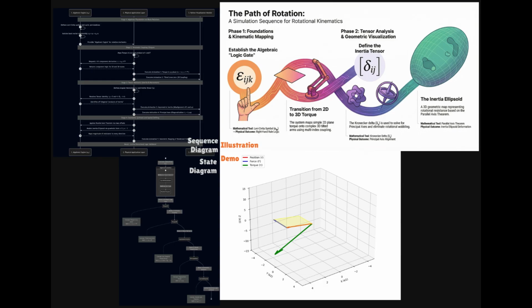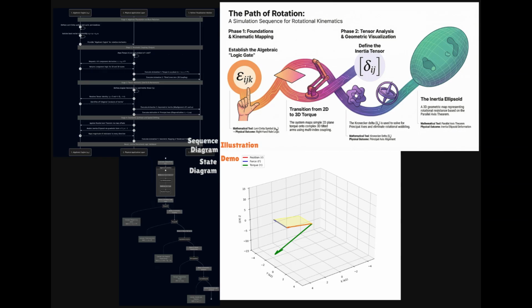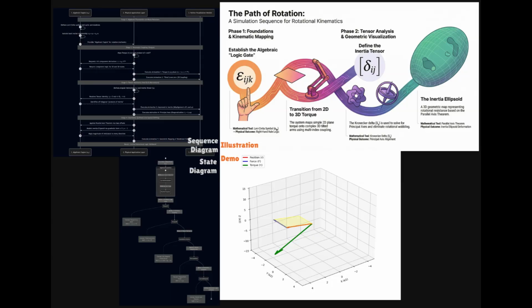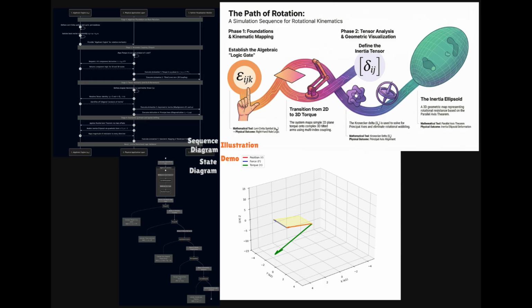The sequence diagram. Logical and technical flow. While the state diagram focuses on the evolution of understanding, the sequence diagram illustrates the logical and technical flow required to move from theory to a simulated physical environment. Algebraic foundation. The sequence begins by initializing the mathematical engine, establishing that the Levi-Civita symbol is the fundamental computational driver for all rotations. Kinematic mapping.